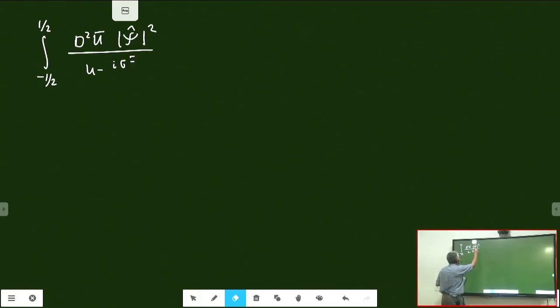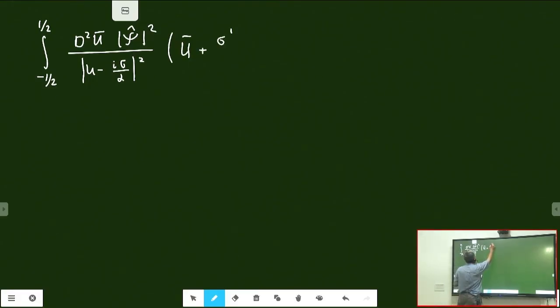So we have this d squared u bar multiplied by the quantity squared, divided by u minus i sigma i, oh sorry, sigma I, as sigma over alpha, magnitude of that squared, multiplied by u bar plus sigma I divided by alpha, dz. So where does that come from?